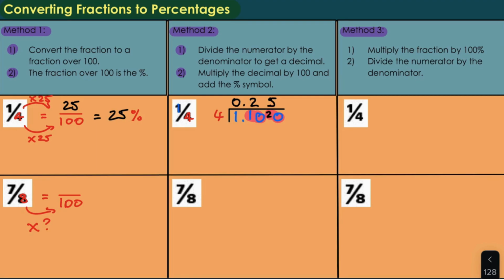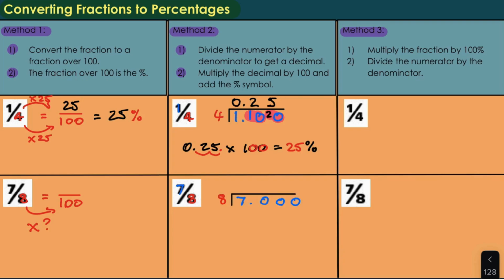Step 2, multiply the decimal by 100 and add the percentage symbol. Now when we multiply by 100, there are 2 zeros. That means our decimal point can be moved 1, 2. And it moves just after the 5. That makes the value 25%.